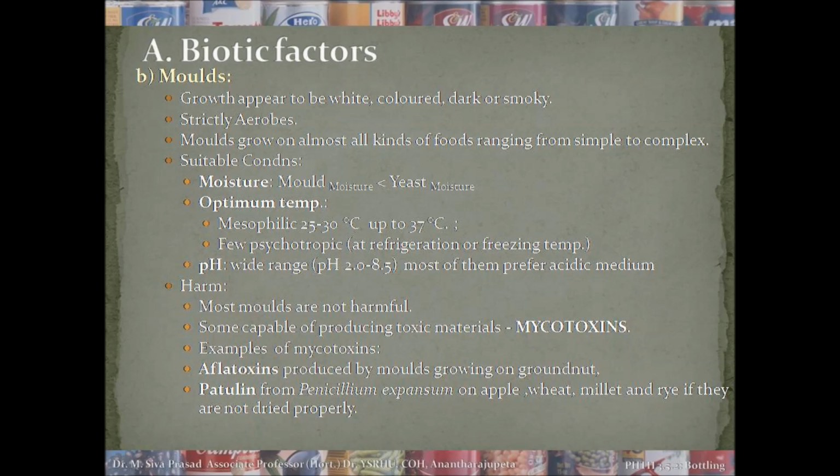So that means from acidic to even alkaline, up to 8.5, from 2 to 8.5. It has got a very wide range of pH. Most of the molds can grow under conditions which are acidic. So they require acidic, aerobic, and low temperature, to a maximum of 37 degrees Celsius, conditions for their growth.